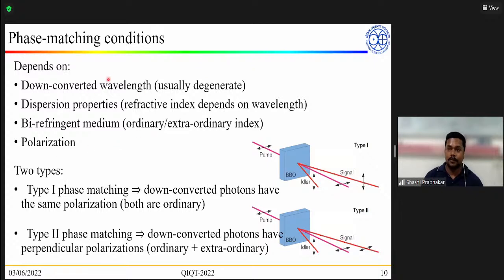Depending upon all these three, here I have shown you two types of phase matching condition, type 1 and type 2. In type 1, if we give horizontally polarized light, the BBO crystal is aligned in that particular way that it down converts the horizontally polarized photon. What happens is your signal and idler will have the same polarization, orthogonal to the pump. In case of type 2, the down converted photons have orthogonal polarization.